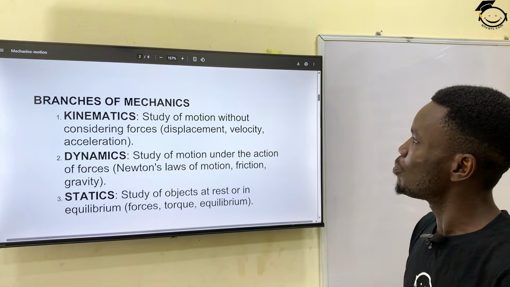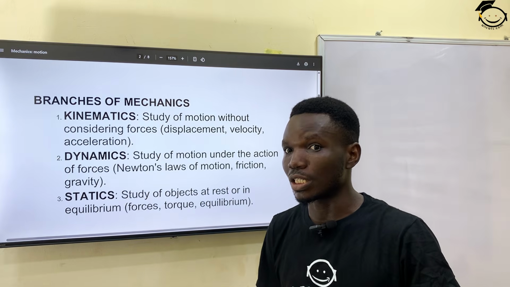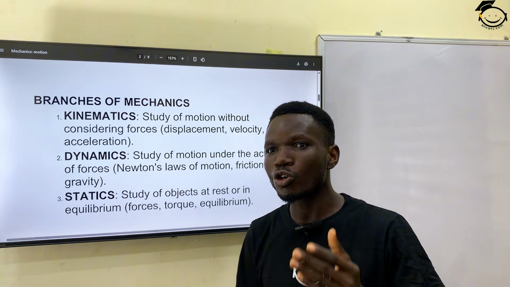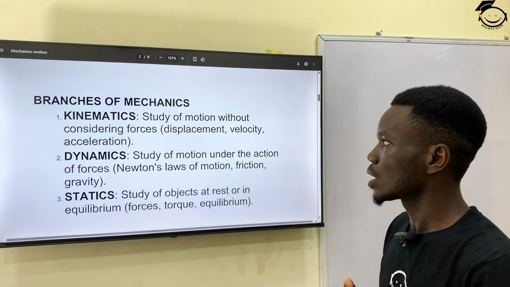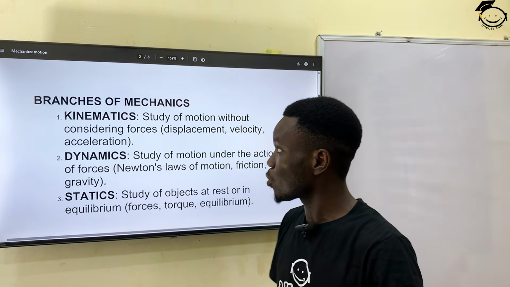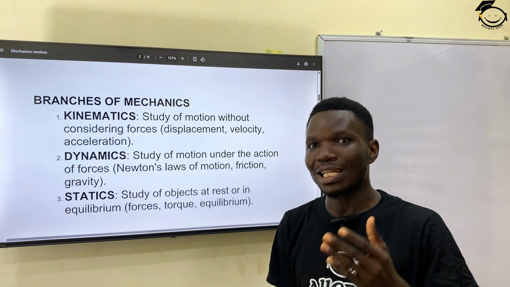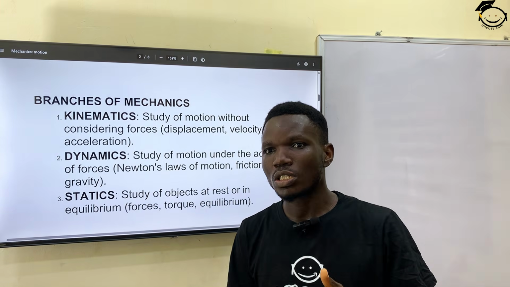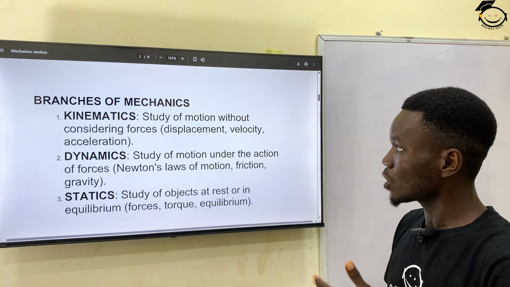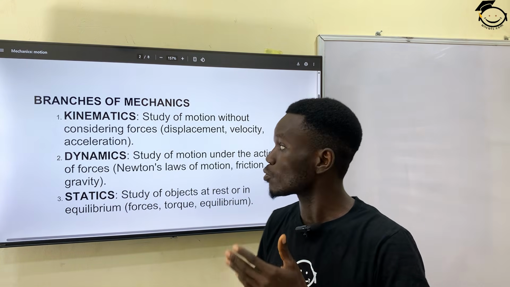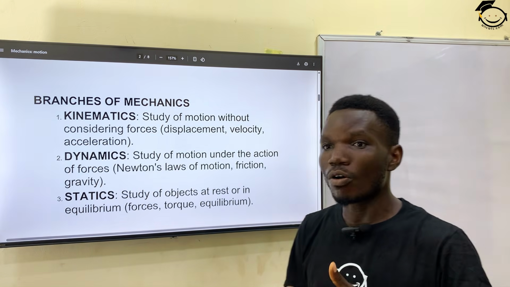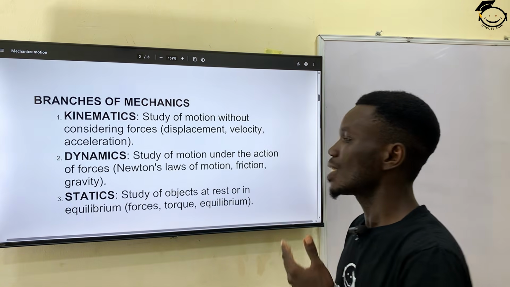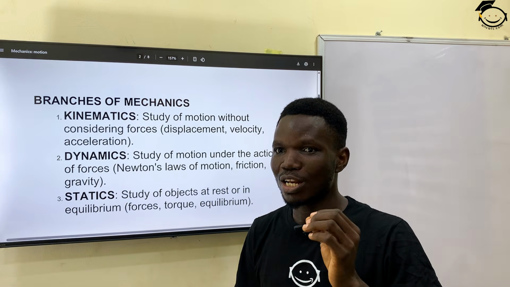So what are the branches of mechanics? The first branch of mechanics is kinematics. What is kinematics? It is simply the study of motion without considering the forces that cause the motion. And then we have dynamics. Dynamics is the study of the forces that cause the motion. So when a body is in motion, there are forces that are responsible for that motion, and that is what we call dynamics. And then the last branch of mechanics is statics. Statics is simply the study of objects at rest or in equilibrium.